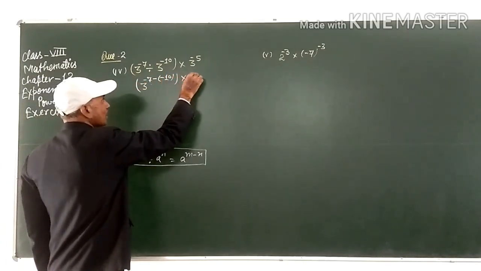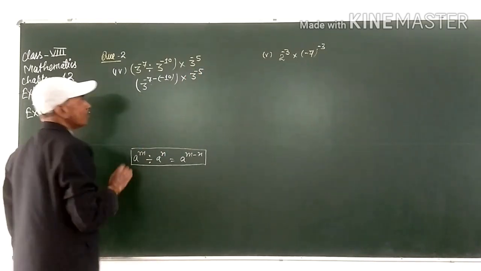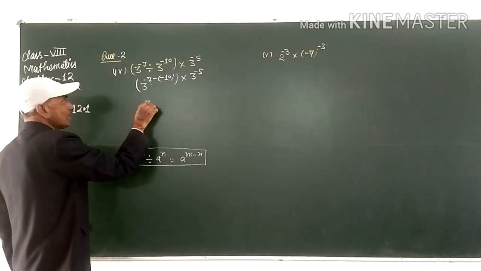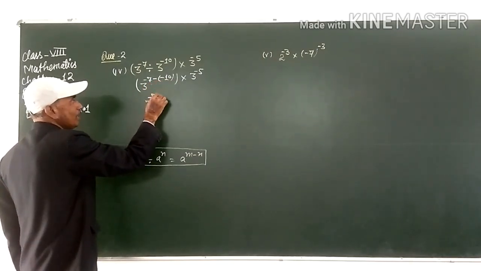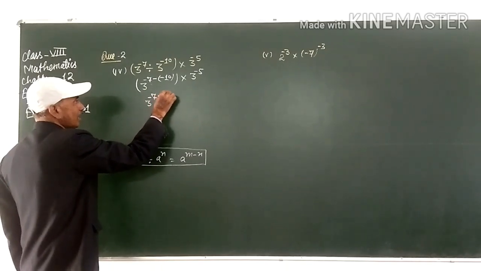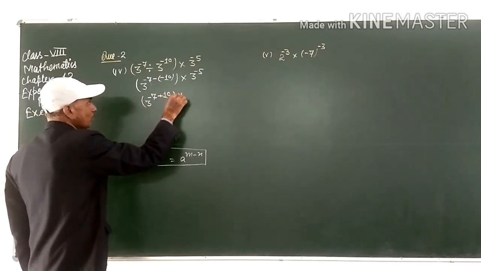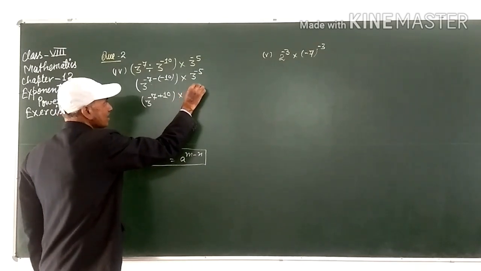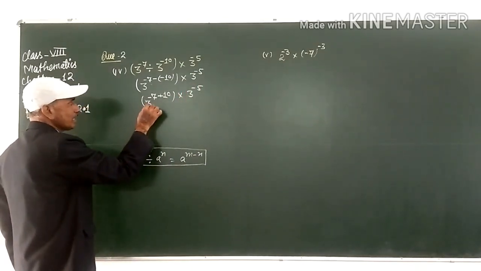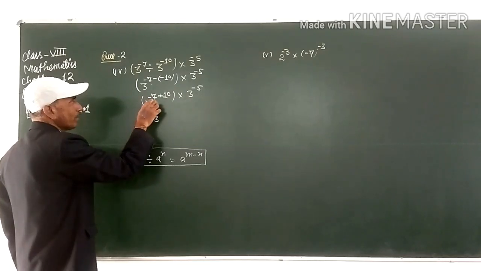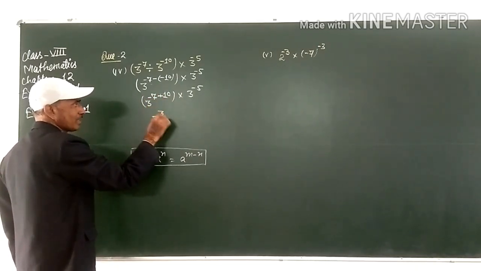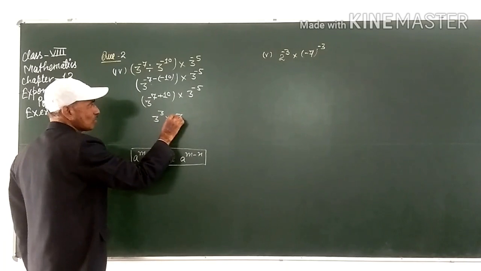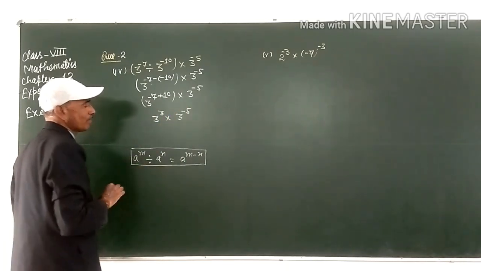Now, into 3 raised to the power minus 5. So, this one 3 raised to the power minus 7, and this one minus into minus, that will be plus 10 into 3 raised to the power minus 5. And students, it will be 3 raised to the power, one is negative and another is positive. So, negative positive will be subtracted. 10 minus 7, that is 3 into 3 raised to the power minus 5.